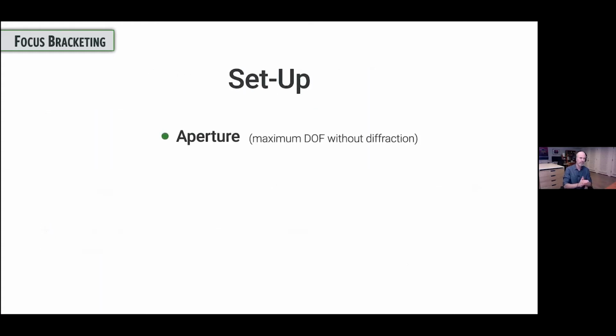Now, for setting things up, you want to get your aperture set, which is going to be maximum depth of field without diffraction, and that's going to vary from lens to lens, but f8 to f11 is pretty common. You want to set up the number of exposures.